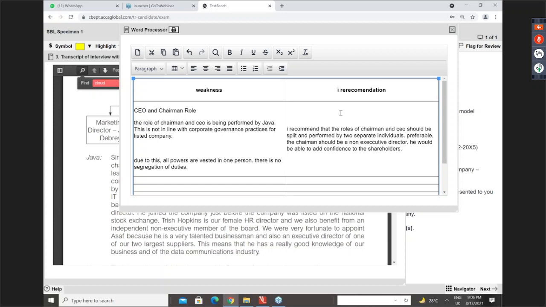Do you understand how you do it? I first linked the story from the case. Then I said that due to this, all powers are vested, there is no segregation of duty. This does not seem appropriate. Why did I mention this sentence?